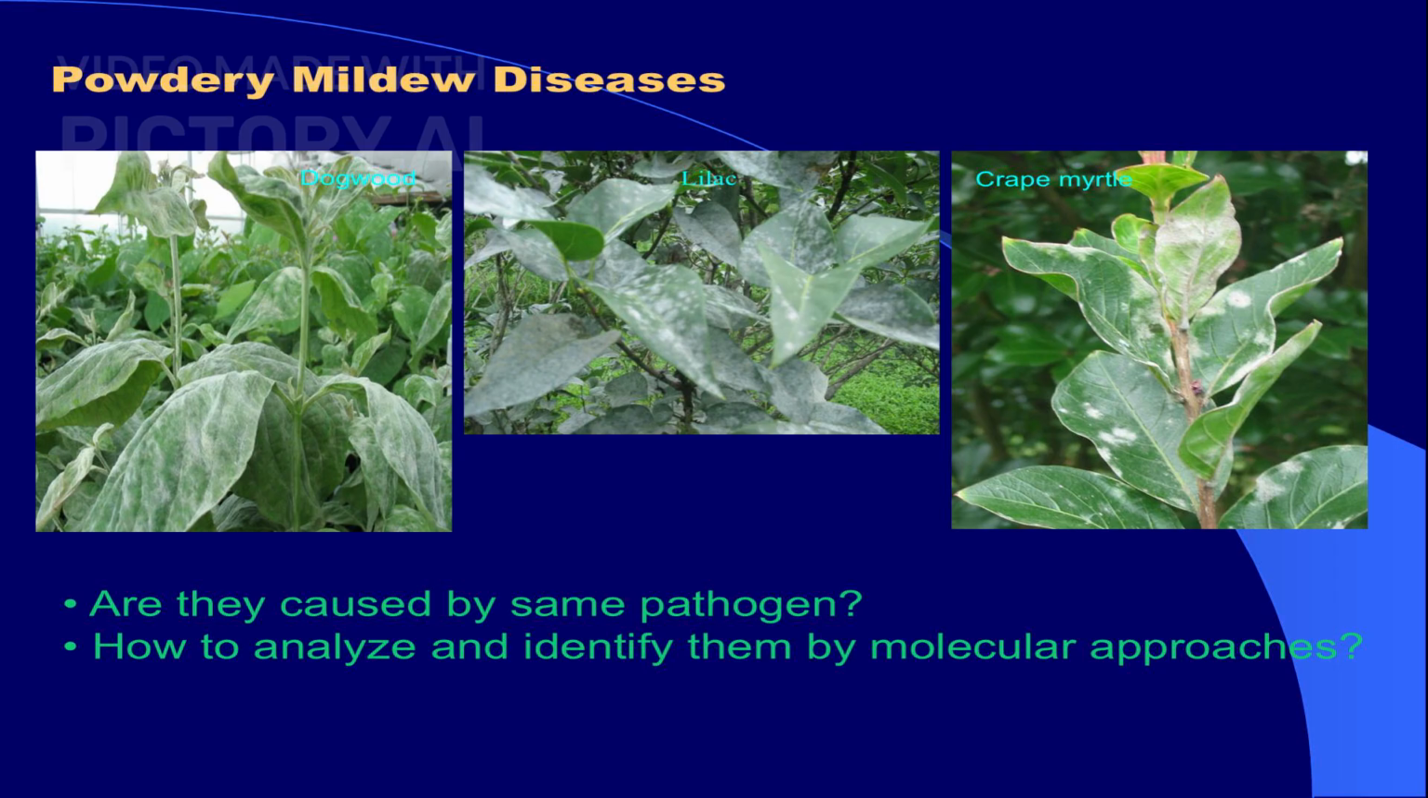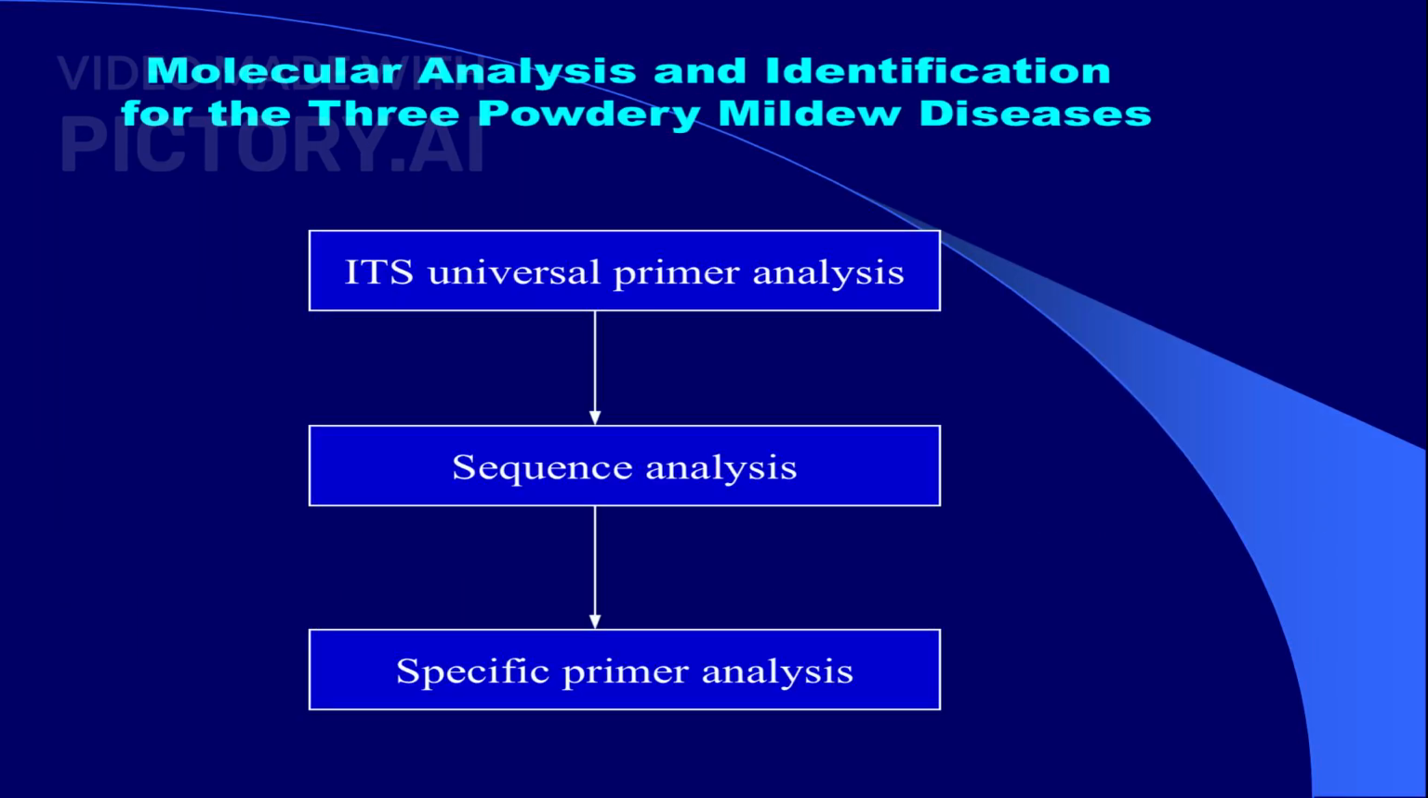Powdery mildew diseases affect various plants, and it's crucial to determine if they are caused by the same pathogen. Molecular approaches help in analyzing and identifying the specific pathogens responsible. The molecular analysis and identification process for powdery mildew diseases involves universal primer analysis, sequence analysis, and specific primer analysis, providing a comprehensive understanding of the pathogens involved.